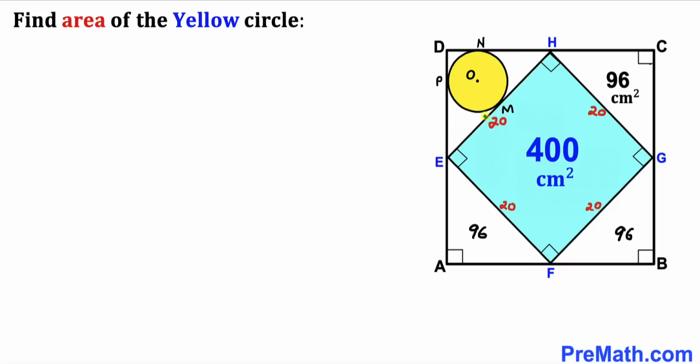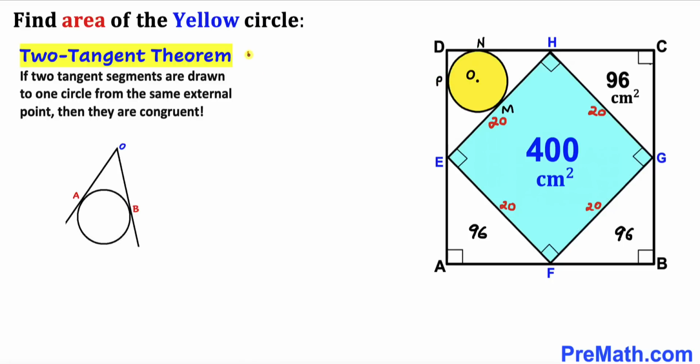Here's our next step. Let's assume that this point P, this point M, and this point N are our points of tangency. Now let's recall the two tangent theorem. According to this theorem, if two tangent segments are drawn to one circle from the same external point, then they are congruent, as you can see in this diagram. Here OA is congruent to OB. So in our case, this side length is going to be congruent to this side length. This side length is going to be congruent to this side length. And likewise, this is going to be congruent to this one.